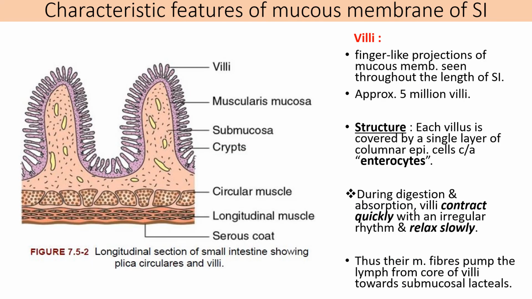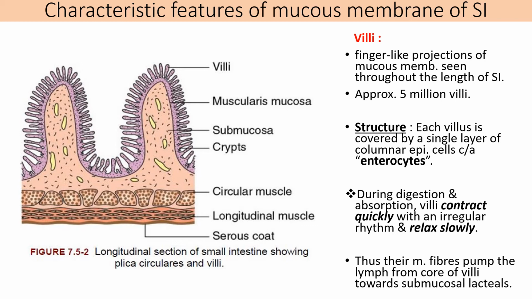The second special structure that is seen in the small intestine is the presence of millions of villi. Villi are the finger-like projections of the mucosal layer of the small intestine. Here you can see the finger-like projections. These are the villi present on the mucosal surface of the entire small intestine. Each villus is covered by a single layer of columnar epithelial cells called enterocytes.